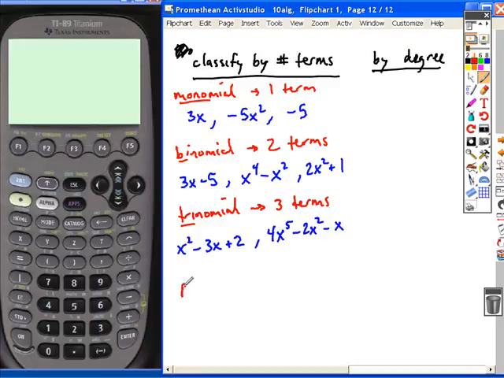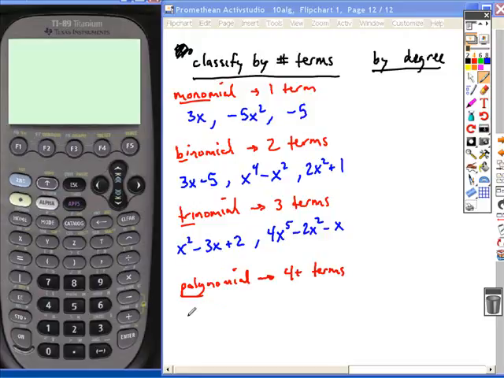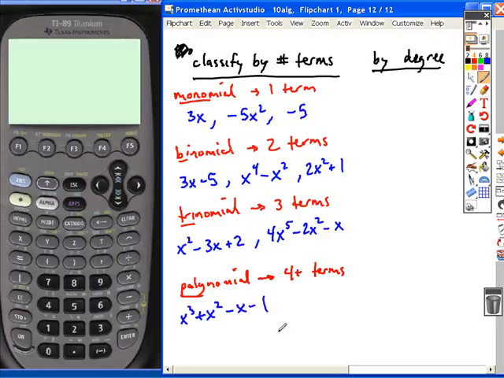Anything beyond that is just considered a polynomial. So four or more terms, because poly is a prefix that means many. And so it's just many terms for this. And so again, if you're looking at a polynomial, something like this would be an example. You have four different terms that make up that polynomial.